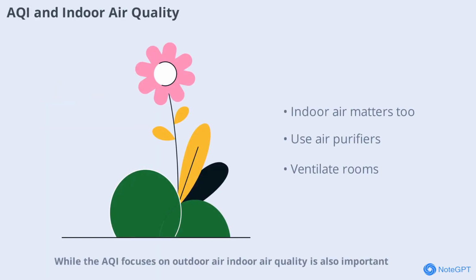While the AQI focuses on outdoor air, indoor air quality is also important. Pollutants like dust, mold, and chemicals from cleaning products can affect health. Using air purifiers, ventilating rooms, and avoiding smoking indoors can help maintain good indoor air quality. Monitoring both indoor and outdoor air helps ensure a healthy living environment.